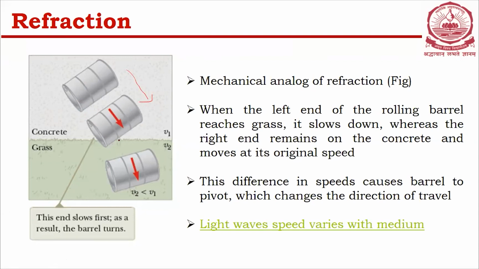when it reaches the grass, only this part actually enters the grass. Definitely, you know that when it enters the grass, the speed will reduce. Automatically, the speed of this part will reduce. So this will be a pivot point. Then automatically it will change the direction of this barrel. Slowly all other points' speed reduces, and as a result, it changes its direction.